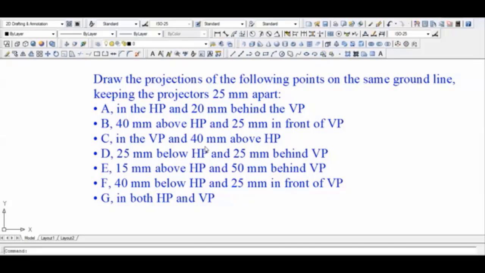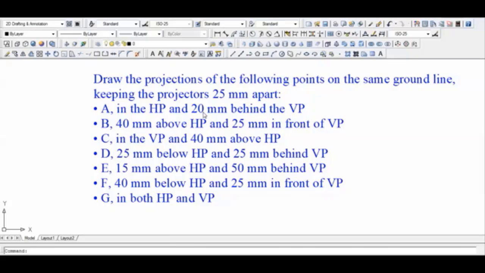Okay, so right now we'll begin with point A. Point A is in the HP, that means its distance from the horizontal plane is absolutely 0, that is H is equal to 0 for point A, and it is 20 mm behind the VP. Behind the VP, only 2 things could happen: either this point is in the second quadrant or in the third quadrant. So both the cases are absolutely valid.